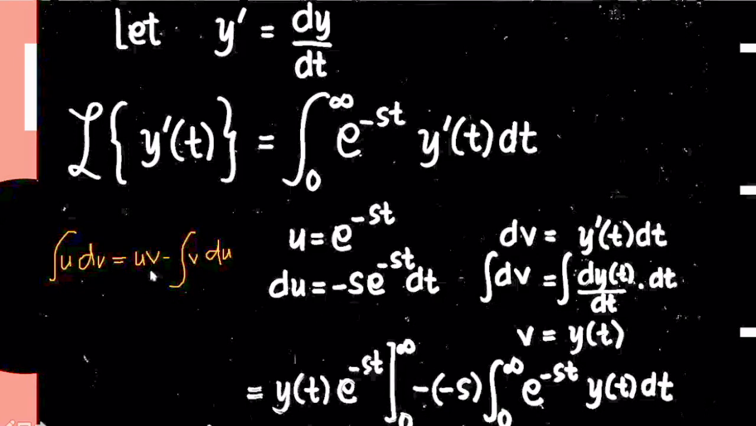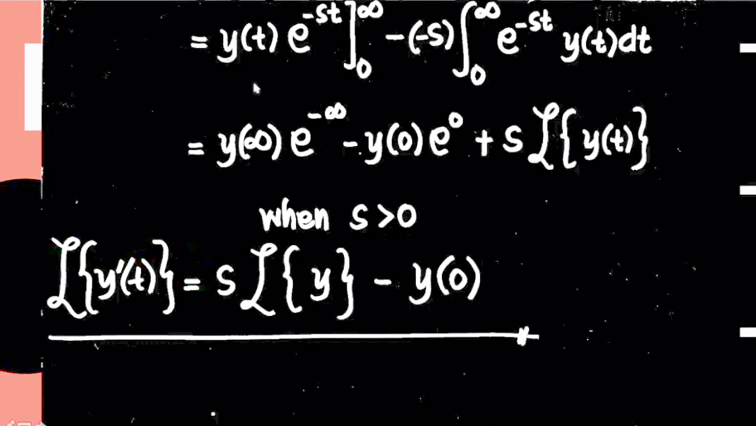So minus integral of v times du. We have minus negative s. Since we are to integrate with respect to t, s is held constant. We put s before the integral sign here. And then we have negative s times e raised to negative st times dt. Our v is y of t. Okay, this is not y times t. This is y as a function of t.